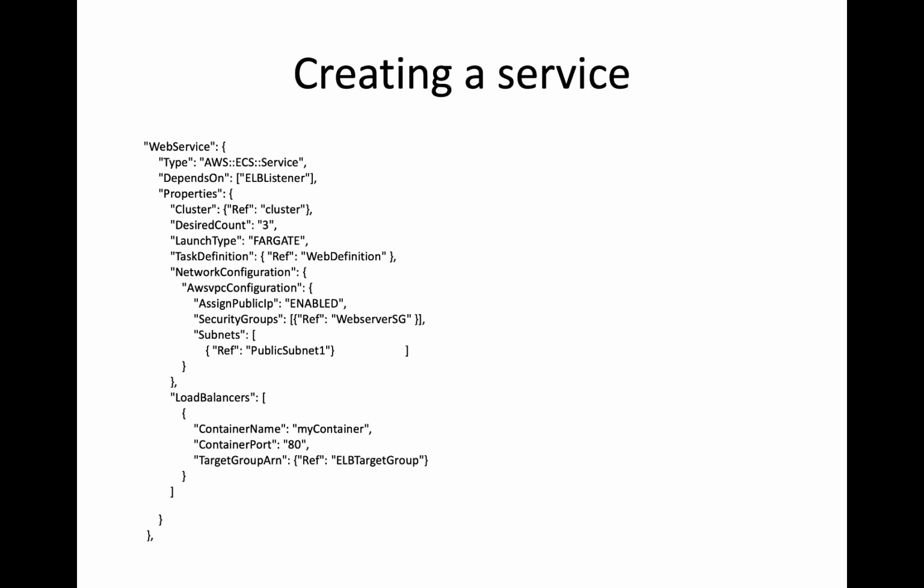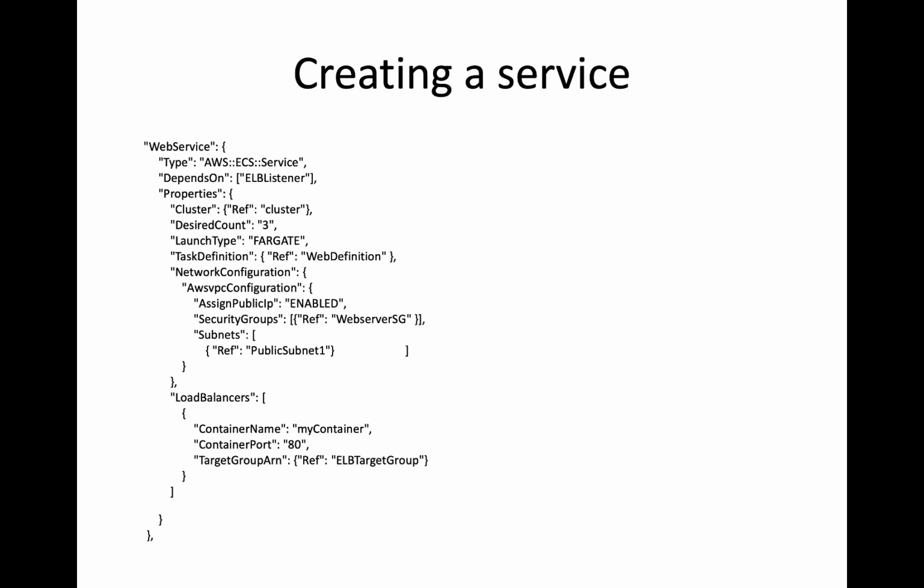So we've defined the cluster earlier in the template. The desired count is 3. So we're specifying that of the tasks associated with the service, we want 3 of those tasks running. We have a launch type of Fargate, meaning that we want to use the managed Fargate compute environment to host our containers.